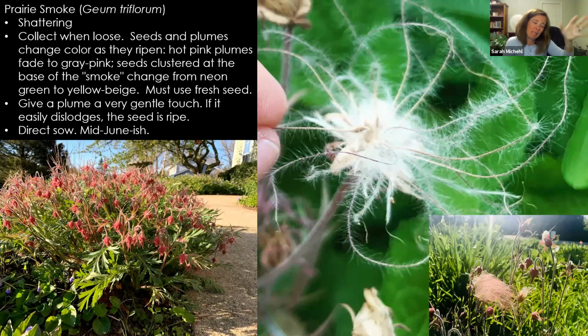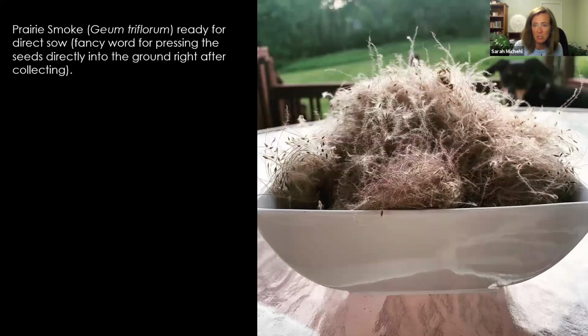So pink flowers, it's what it looks like on the left. On the right, about a month after those flowers fade, usually in June, is a fuzzy white smoke-like structure. Oh, it's so beautiful. When you pull on those little fuzzy parts, they're called achenes, the little ripe seed easily dislodges, and it's ready to be collected. You can collect a bunch of it, like I've got right there.